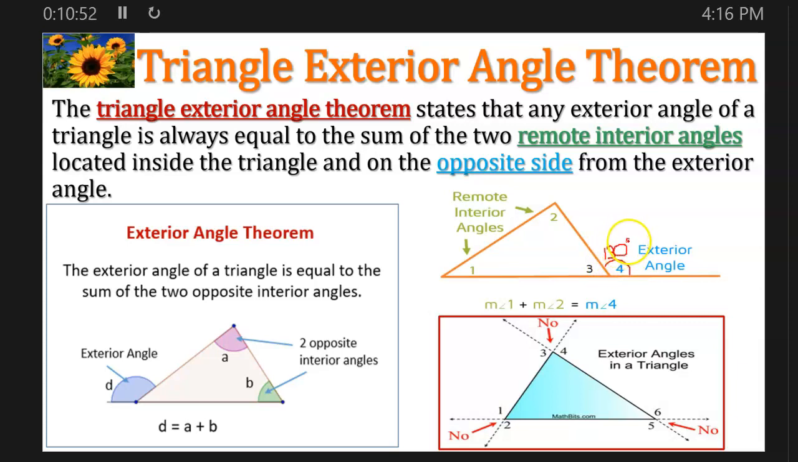Okay. Now, because this is 130, I know that this angle 3, because it forms a line with this 4 here, is a supplementary pair. So if this is 130, then this angle 3 must be 50, because it has to add together to make the 180 line, right? That's a 50. It just doesn't look like a 50. Okay. So 50 plus 130 makes this 180 line.